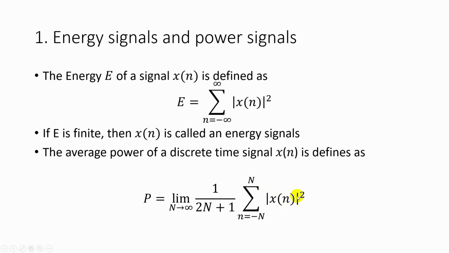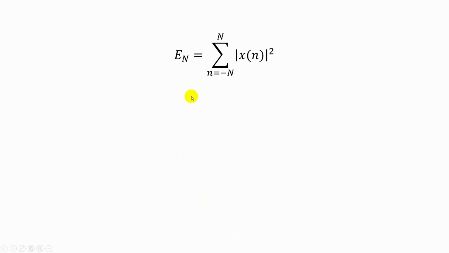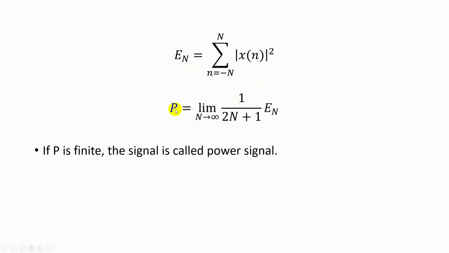Suppose we consider this term as the energy of the signal. Actually, energy is varying from minus infinity to infinity. If we are considering this as a finite energy En, then the power of the signal we can write as limit n tends to infinity 1 by 2n plus 1, and the remaining terms we represent as En. If the calculated power is finite, then the signal is called a power signal.